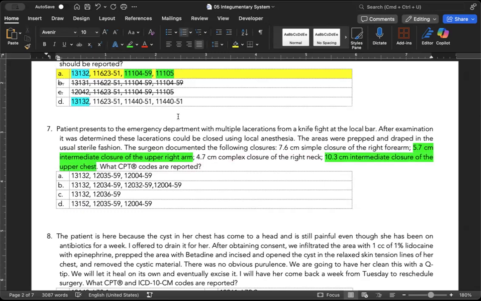So let's make sure our anatomic groupings match. Scalp, axilla, trunk, and or extremities. So we've got one extremity, and then our upper chest is going to be considered our trunk. So we can add these 2 together. We're going to have a total of 16 centimeters, right? So 10.3 plus 5.7. So we know the 12035 is our code for the intermediate closures.